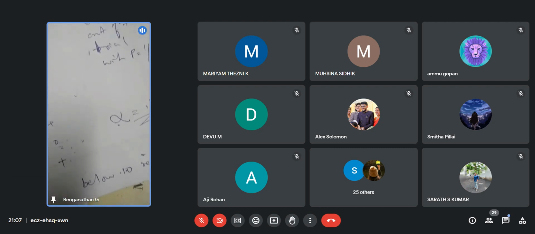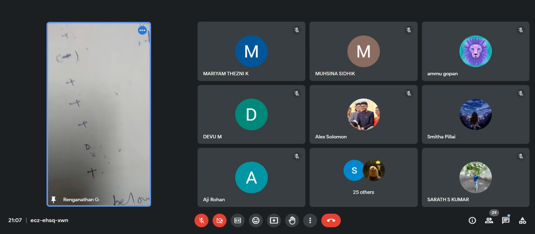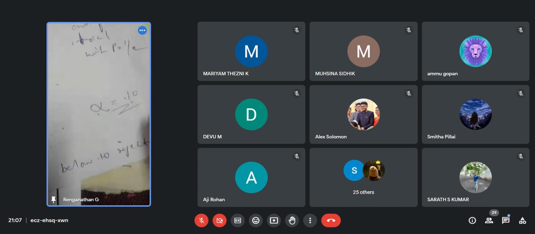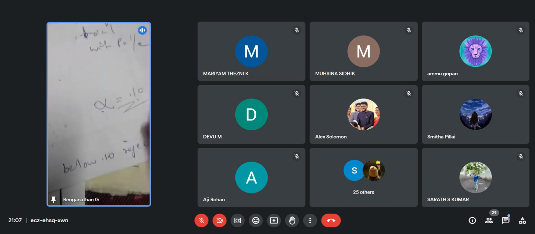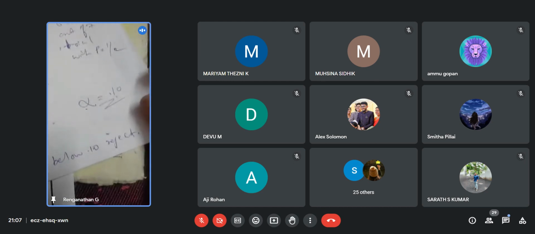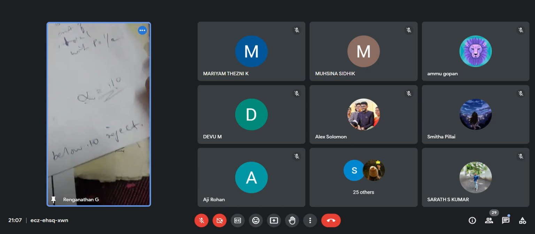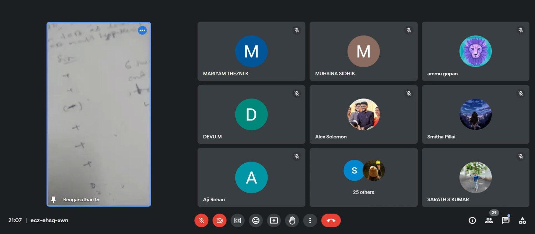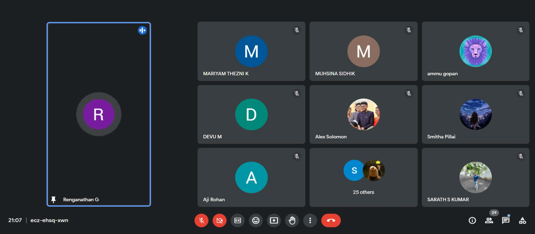If the value as per the binomial distribution table is less than the alpha value, the hypothesis is rejected. Otherwise, it is accepted.